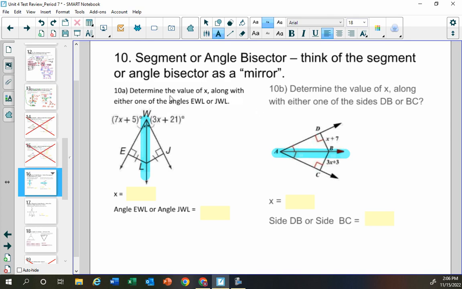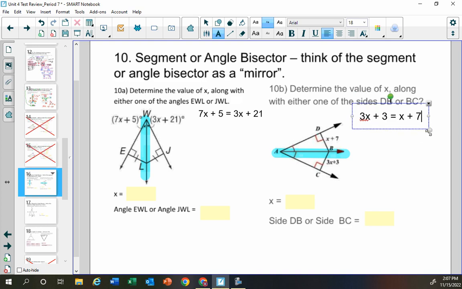What's our setup for 10A and 10B? Well, what's our setup for 10A? Let's start with 10A. What'll be our setup for this problem? 7x plus 5 equals 3x plus 21. This is your setup. What about 10B? What's our setup? Okay. There you go. There's your setup.